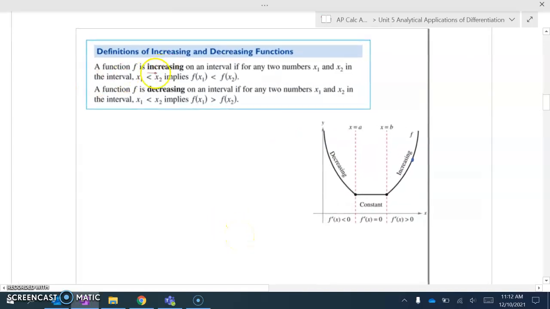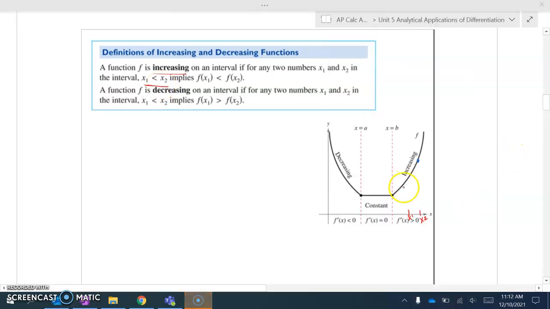So a function f is increasing on an interval if for any two numbers x1 and x2 in the interval, if x1 is less than x2, that implies that f of x1 is less than f of x2. So that's a lot of words. So let's come over here. Let's say I call this x1 and this x2. And I set that up so that x1 is less than x2. When I go up to the graph here, this would be the point f of x1. This would be the point f of x2. You can see, since it is increasing, f of x1 is less than f of x2.